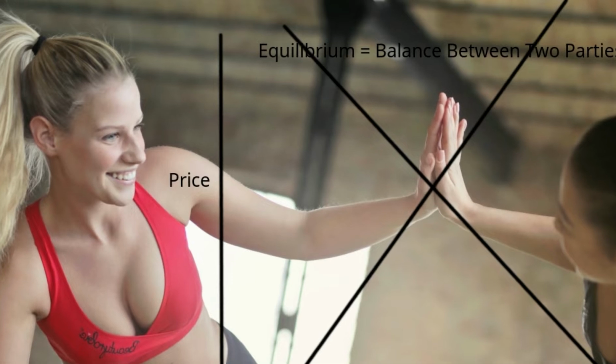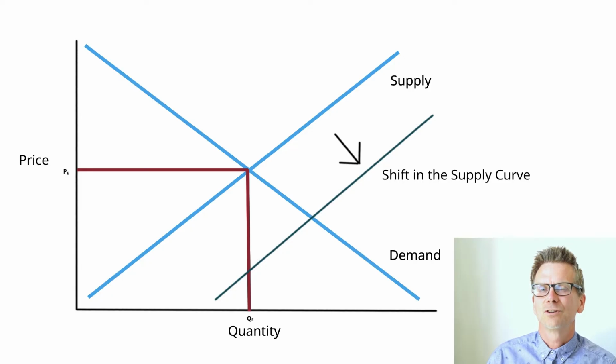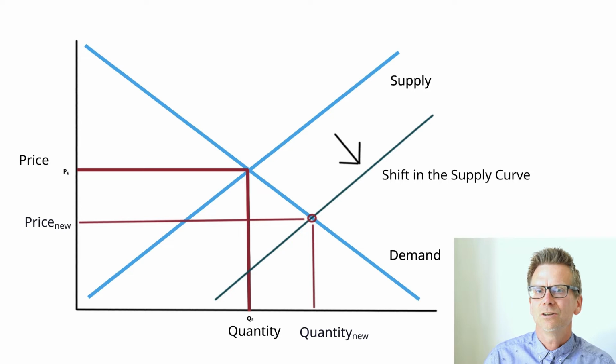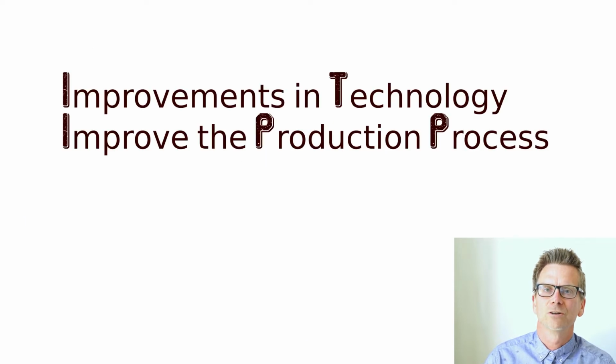Marginal benefit, marginal cost. A shift in the supply curve to the right is represented simply on the graph as a lower price and a higher quantity. What causes a shift to the right of the supply curve? You need to know this for the exam. The most common one is improvements in technology. There's a number of reasons the supply curve shifts, and I have another video for that. But improvements in technology is what we associate with progress.